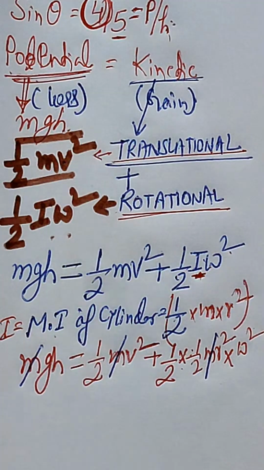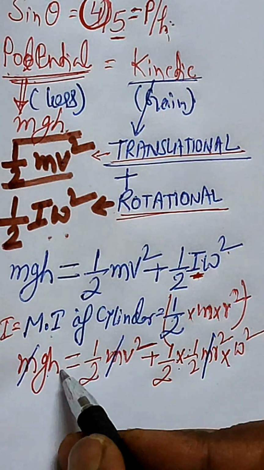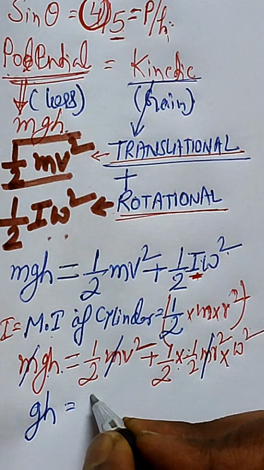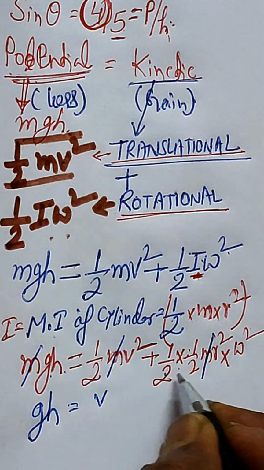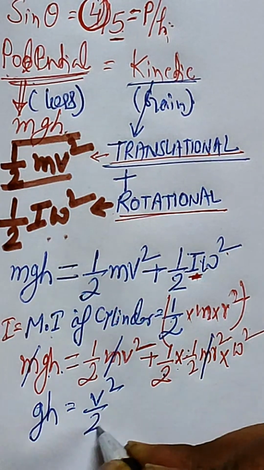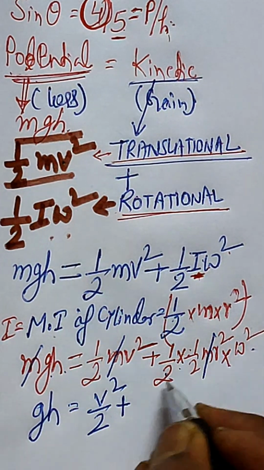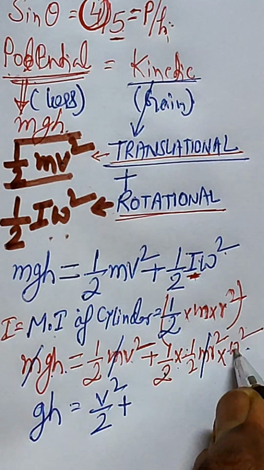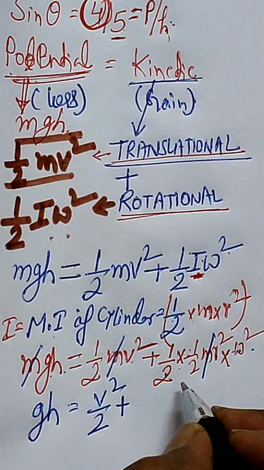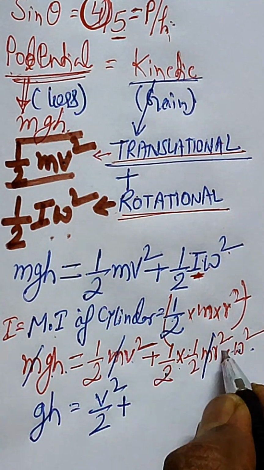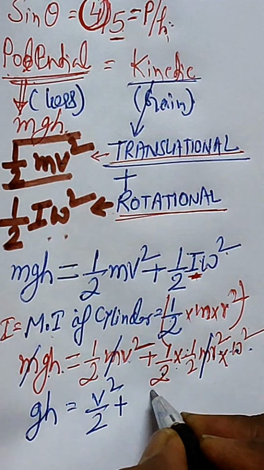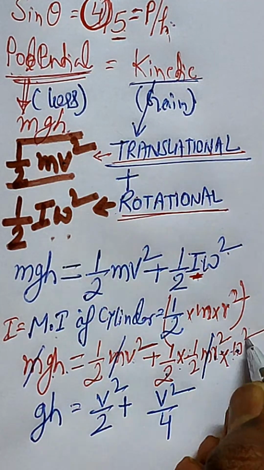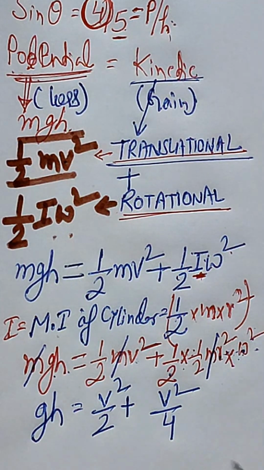right? So we are left with gh is equal to v square by 2 plus, you can write R omega as v, right? Here you can see R omega as v. So we can write v square by 4 over here. You can see R square omega square, v equal to R omega, right?